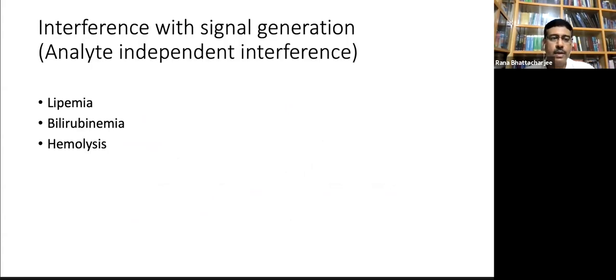I've already discussed this. Regarding signal generation, there can be a problem when the lipemia is very high, but in our system, a triglyceride level of up to 3000 does not cause interference. A bilirubin level of up to 20 milligram per deciliter does not cause problems in our assay system. A very high degree of hemolysis can also cause problems. A sample which is hemolyzed can give rise to falsely low or high results depending on the assay system.